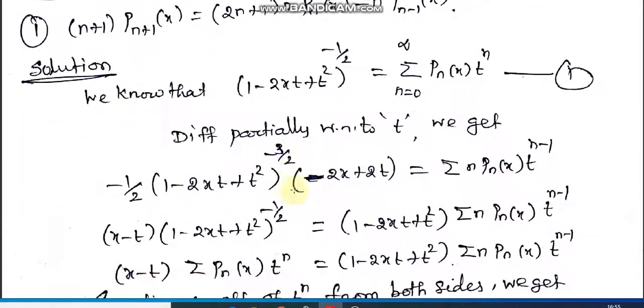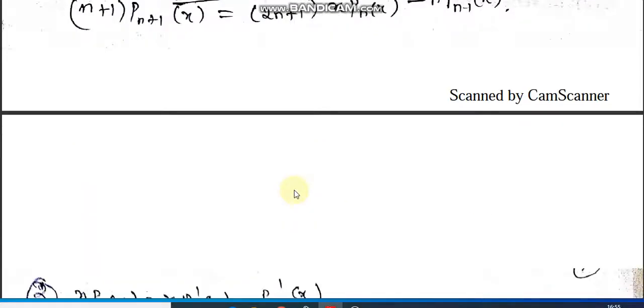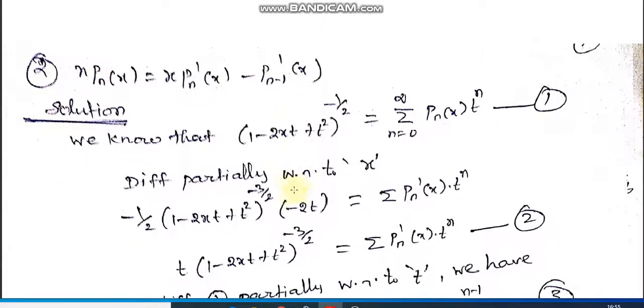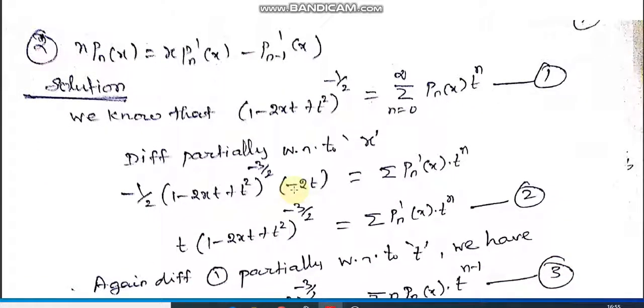The next, the second one, we need to prove now. The second recurrence formula: x Pn of x equals x Pn dash of x minus Pn minus 1 dash of x. Again, we take that same Legendre polynomial equation as equation 1. Differentiate partially with respect to x now. In the previous one we differentiated partially with respect to t, but here we differentiate partially with respect to x. On differentiating, we get this equation 2.